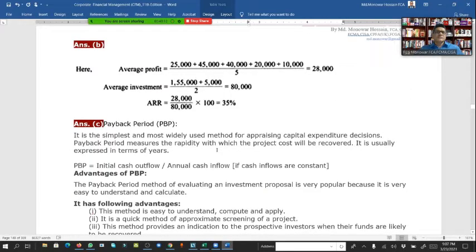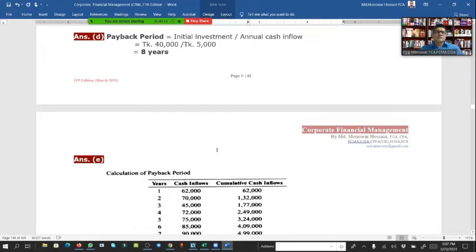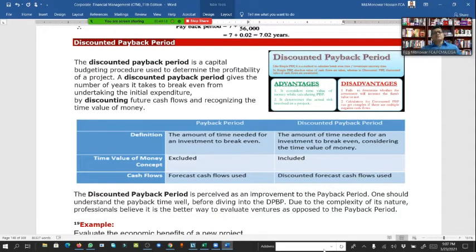Here are the criteria. If you see the discounted payback period, it is the same as the payback period, but discounted through the discounting factor. This discounted payback period is a capital budgeting procedure used to determine the profitability of a project. A discounted payback period gives the number of years it takes to break even from undertaking the initial expenditure by discounting future cash flow and recognizing the time value of money.